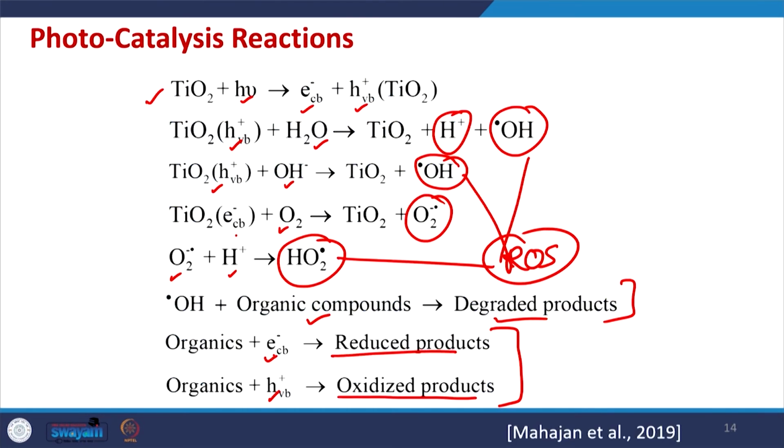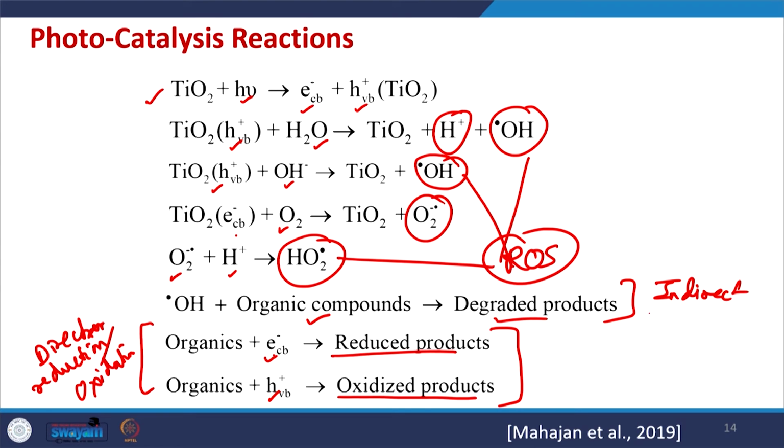There may be, as given here, what is called direct reduction or oxidation. So, any of these possibilities are there. Then we have indirect oxidation via reactive oxygen species. So, this is also possible.